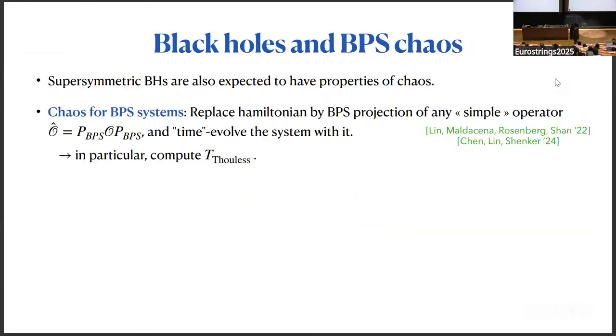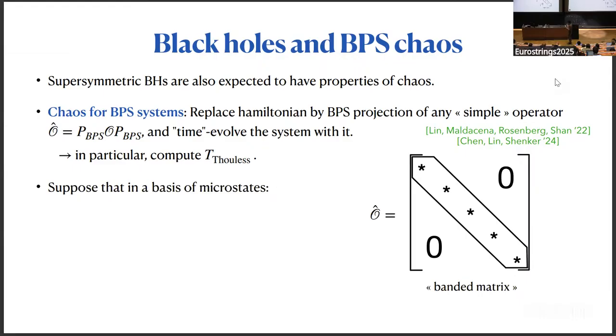Now, supersymmetric black holes are also expected to have properties of chaos, and it is possible to define chaos for BPS systems. Well, how do we do this? We can replace the Hamiltonian by the BPS projection of any simple operator. So if O is a simple operator, whatever that means, then O-hat is the projection of O onto the BPS space. One can time evolve with O-hat instead of the Hamiltonian, and compute the Thouless time out of the spectral form factor.